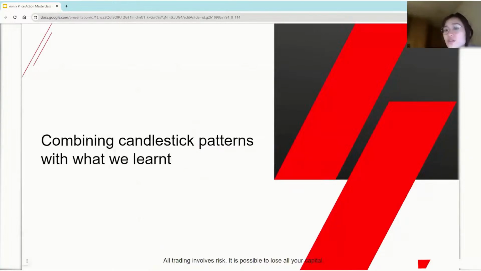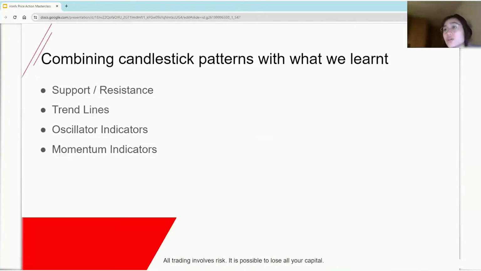Okay, so now let's look at combining candlestick patterns with what we already know. Okay, we're going to start off with support and resistance, followed by our trend lines, oscillator indicators, and momentum indicators.